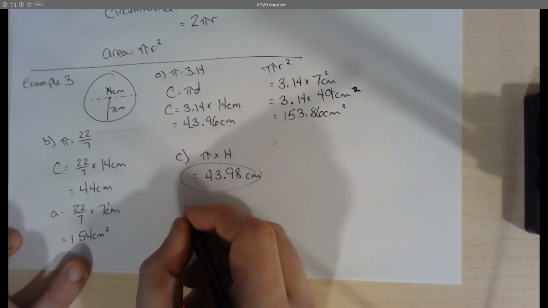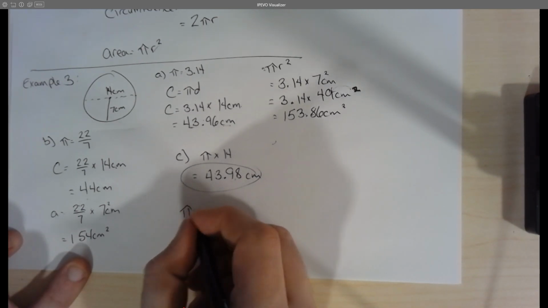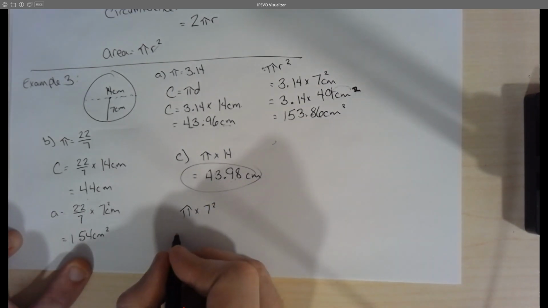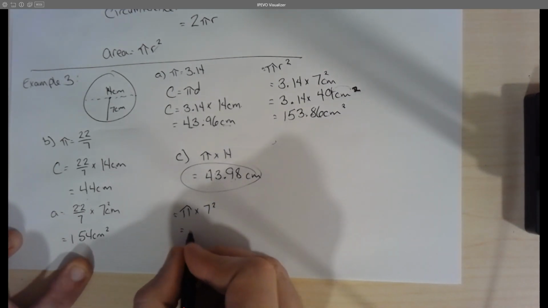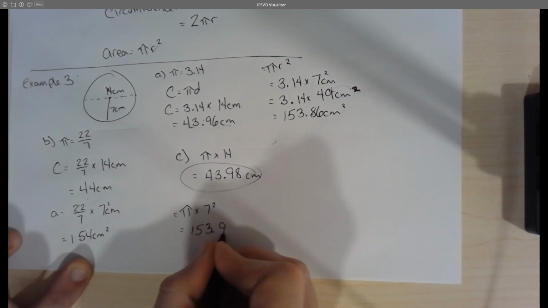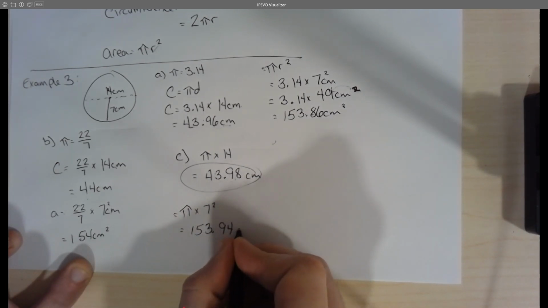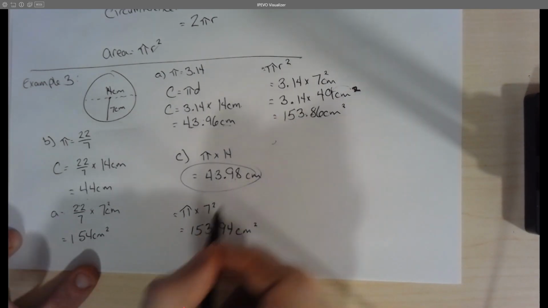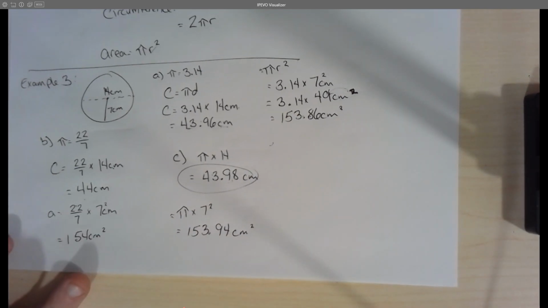For the area, we have pi times 7 squared, or in other words, pi times 49, which gives me an area of 153.94. Again, that's rounded to 2 decimal places, centimeters squared. Again, close to this, close to this. We're in the same ballpark.